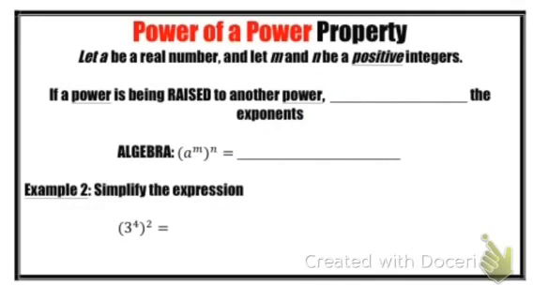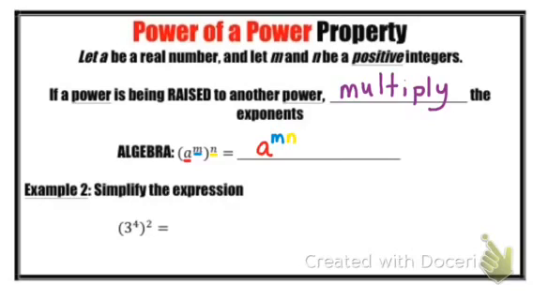Alright, the second property is called the power of a power property. And if you have a power that's being raised to another power, you want to multiply the exponents. So if you look in algebra, we have a to the m, the quantity of this entire power. Again, a power is where you have a base and an exponent written together. This entire power is being raised to the n. And so if that's the case, to simplify that expression, we would have a, and we multiply out the two exponents. So whatever product we get, that would be our new exponent.